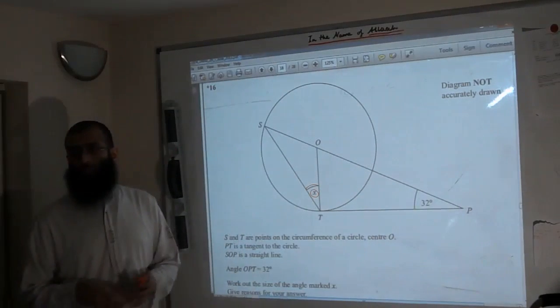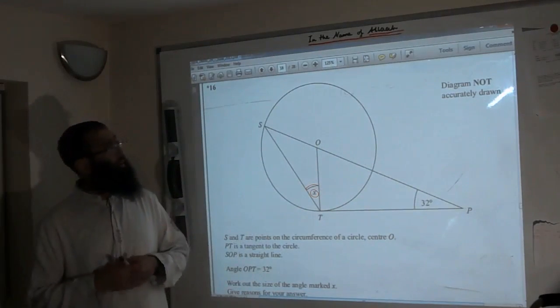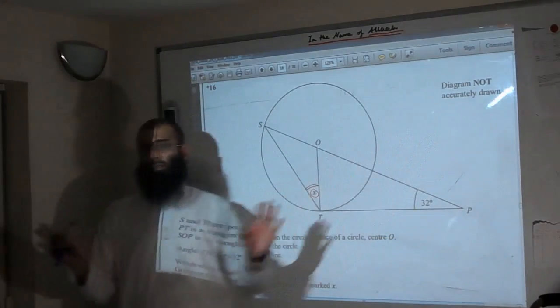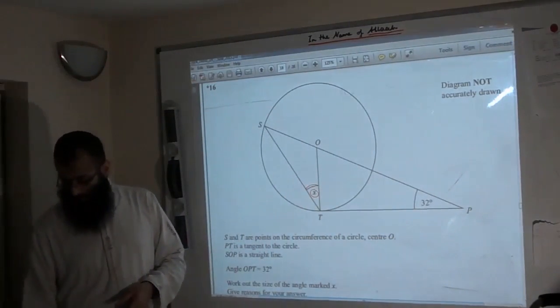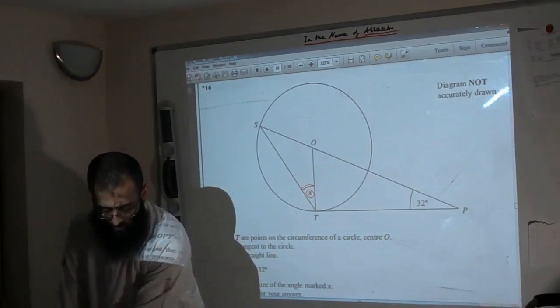First of all, what we need to do is start to identify what we know from the diagram. Diagram not accurately drawn, don't start measuring things please. Okay, don't do the common student mistake. Alright, let's have a look.